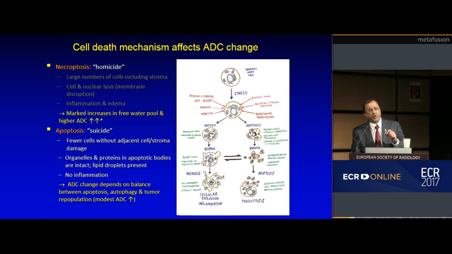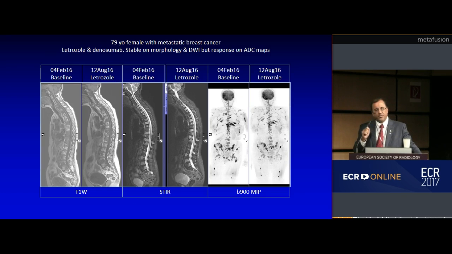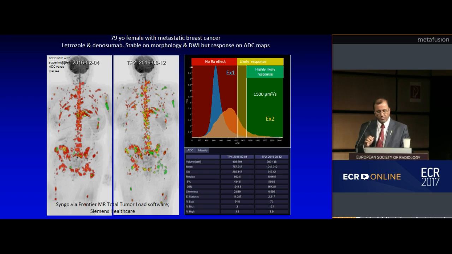Now, if you were to use hormonal therapy, it looks very different. So hormonal therapy kills 1 cell at a time. There's no bystander cell kill. There's very little edema in the tissues. So here, for example, if you looked at that, you would say stable. T1, T2, diffusion, the projection image, you say stable. But you do the quantification, you can say response for sure, because you can see that shift of the histogram.